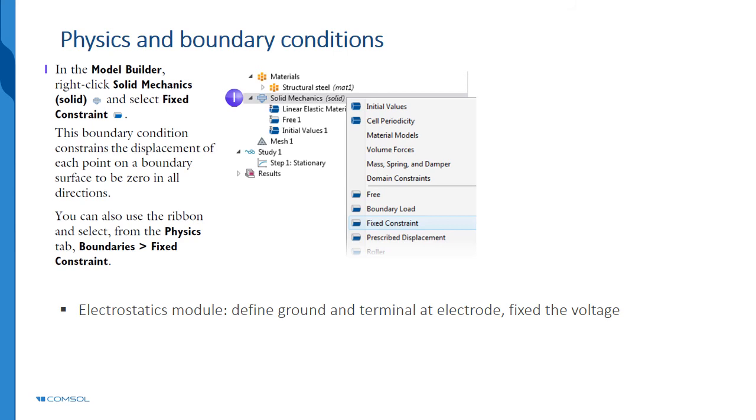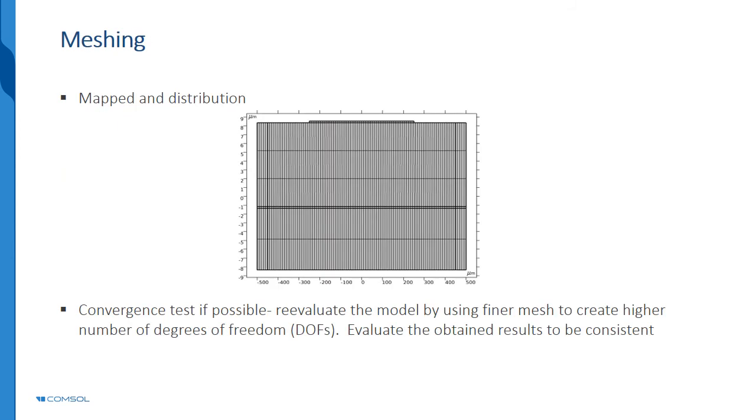once you choose the module under solid mechanics, you can find the fixed constraint. The fixed constraint we're going to need to apply at the bottom of our structure. And then under the electrostatics module, we're going to define the ground and the terminals at the electrode, which is the layer of aluminium, and then we fix the voltage.